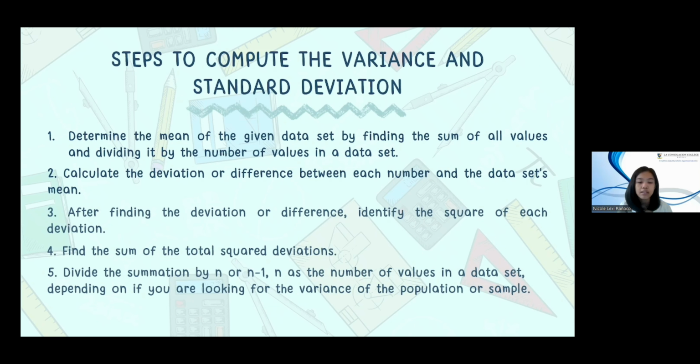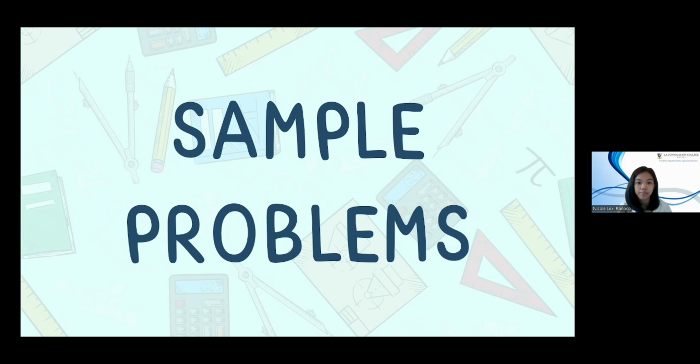Fifth, divide the summation by n or n minus 1, n as the number of values in the dataset, depending on if you are looking for the variance of the population or sample. Sixth, determine the square root of the variance to get the standard deviation. Now that we are all familiar with the terms used in measures of dispersion and their definitions, let's now focus on applying them in the following sample problems.